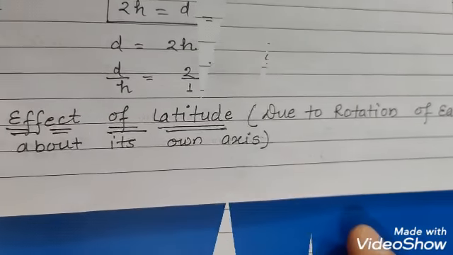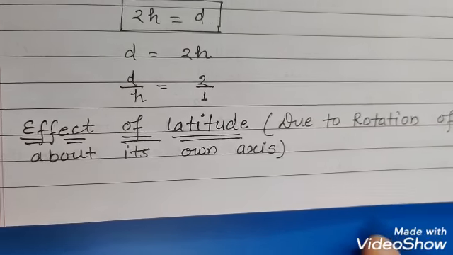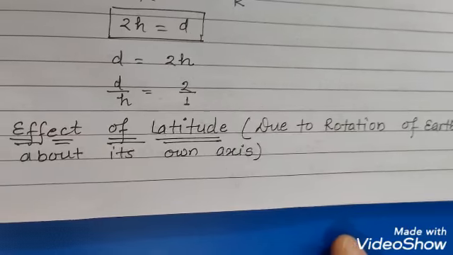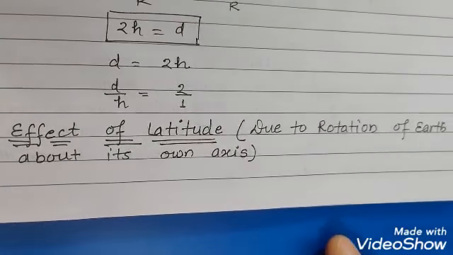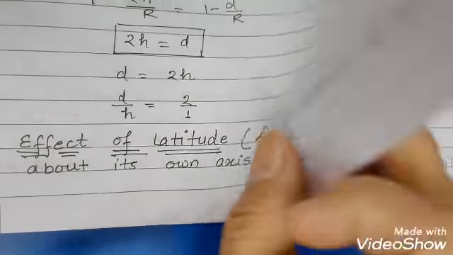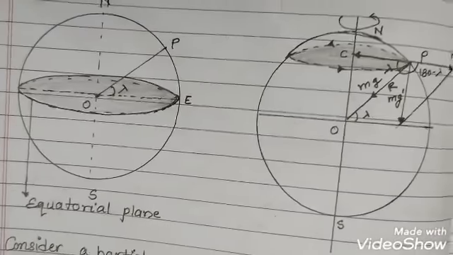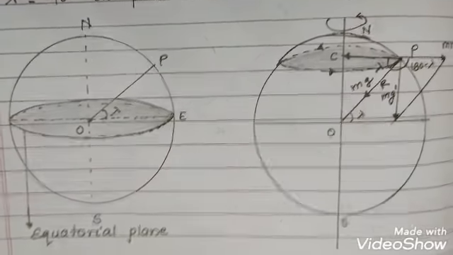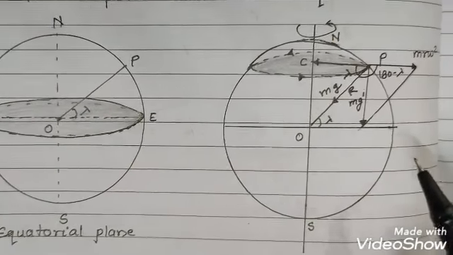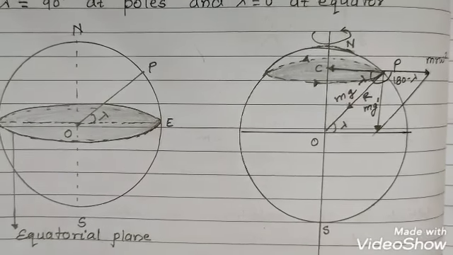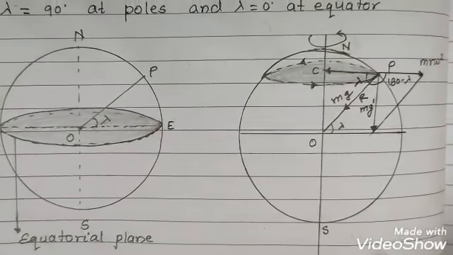Now we'll see the third case, that is the variation of acceleration due to gravity because of the effect of latitude, or due to the rotation of the earth about its own axis. To understand this topic, we'll see this figure first and define latitude first. Latitude at a place is defined as the angle which the line joining the place to the center of the earth makes with the equatorial plane.